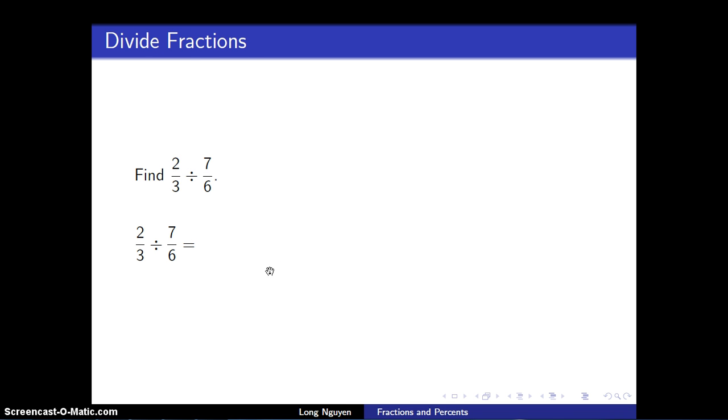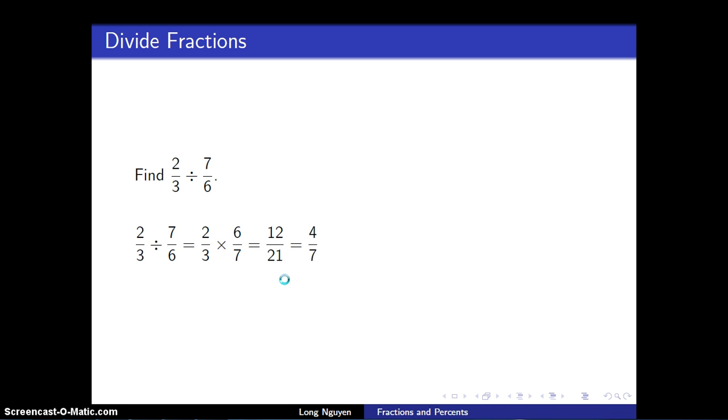How do I divide fractions? To divide fractions, I'm going to multiply by the reciprocal. And so you notice here's the division sign. So the fraction that comes after that, I'm going to flip it over. So that's the reciprocal. And so the reciprocal of 7 over 6 is 6 over 7. Then I multiply as before, straight across. 2 times 6 is 12. 3 times 7 is 21. Then I reduce the fraction.